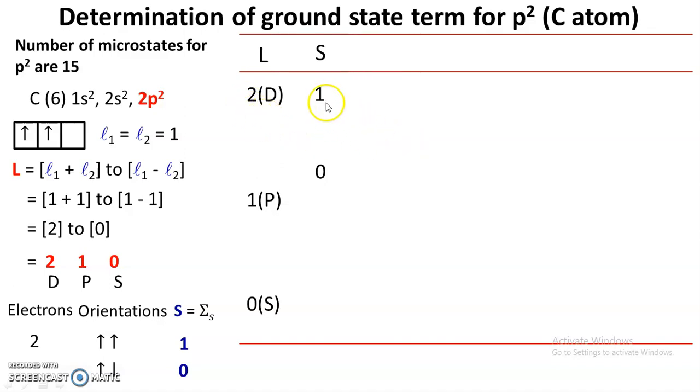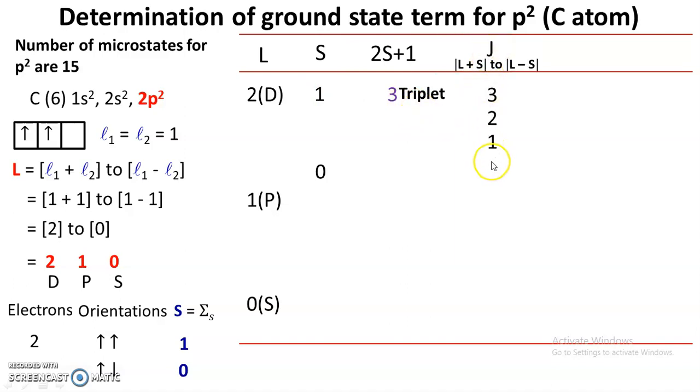So when S equal to 1 couples with L equal to 2, the multiplicity is given by the formula 2S plus 1. Here the value of S is 1, and therefore the multiplicity will be 3, that is a triplet. So when S is equal to 1, there will be a triplet.